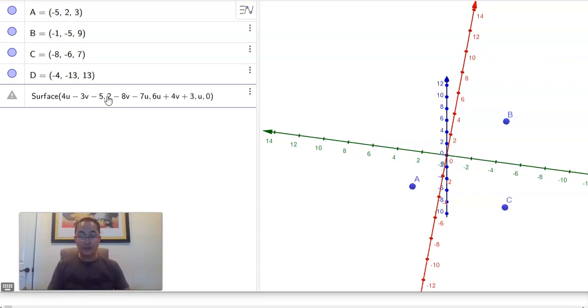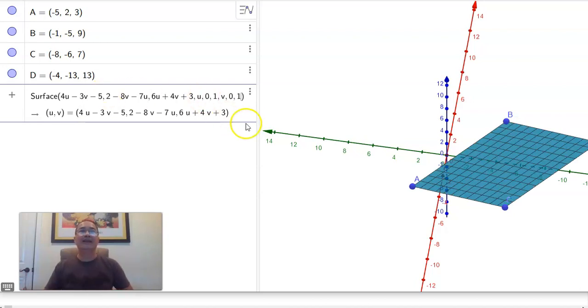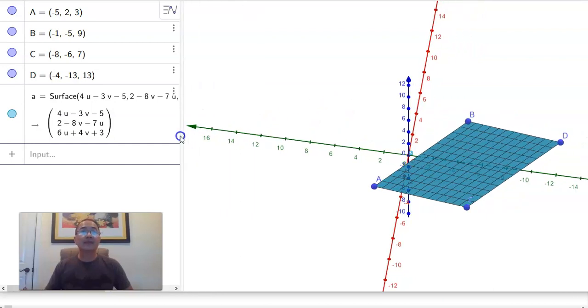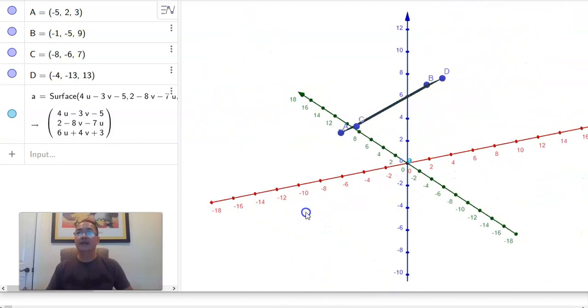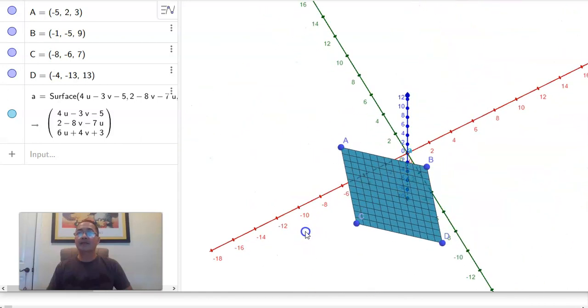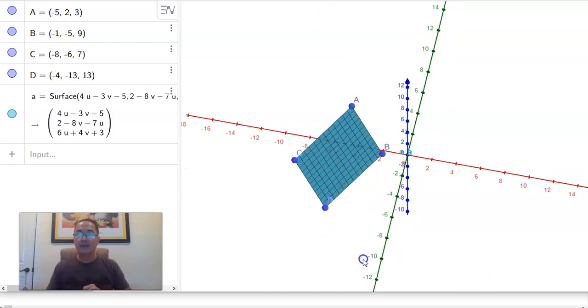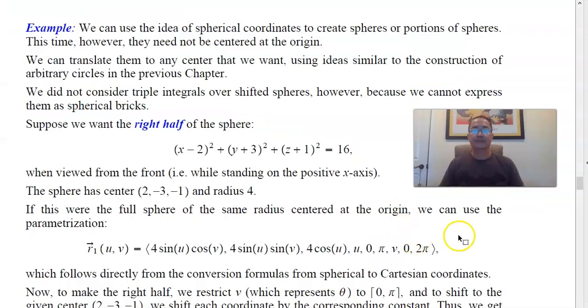3. U will go from 0 to 1. V will go from 0 to 1. It worked, it worked. So yeah, let's scoot over here. There is our beautiful parallelogram. Of course we can sketch it using the polygon command in GeoGebra, but we want to learn the surface command. There we go. So let's go back to our PDF and look at other examples.